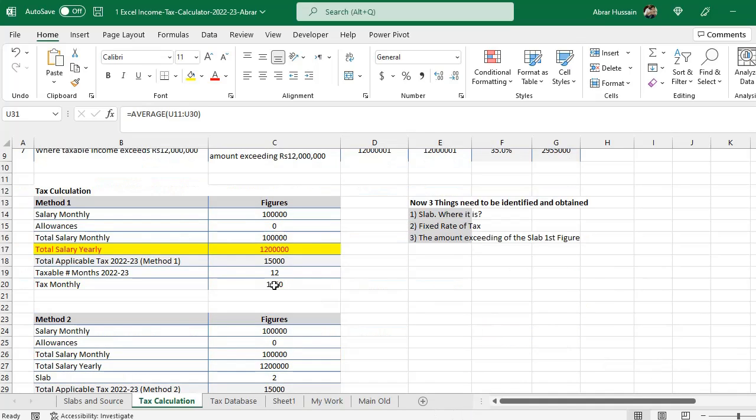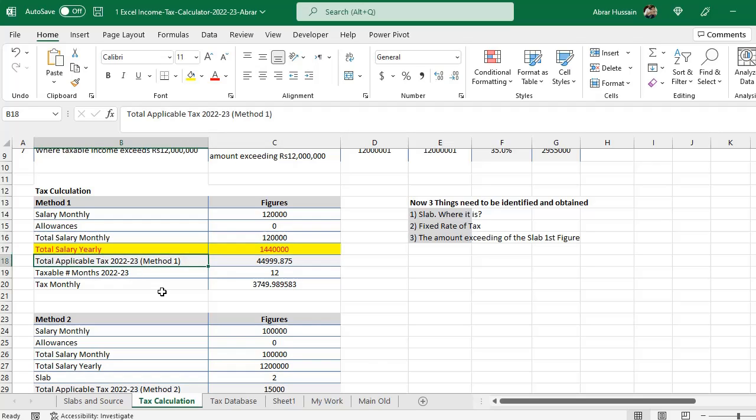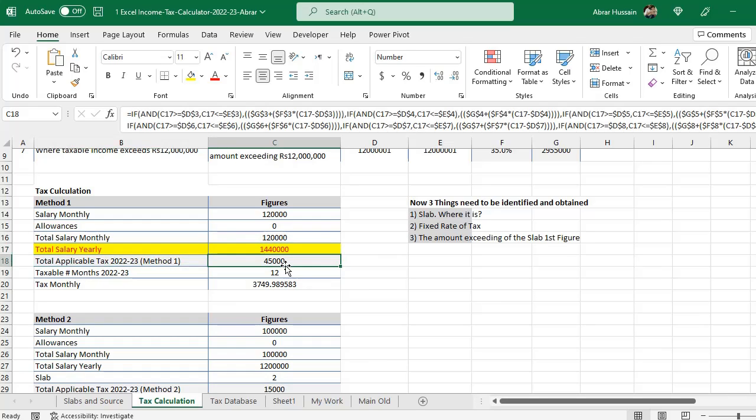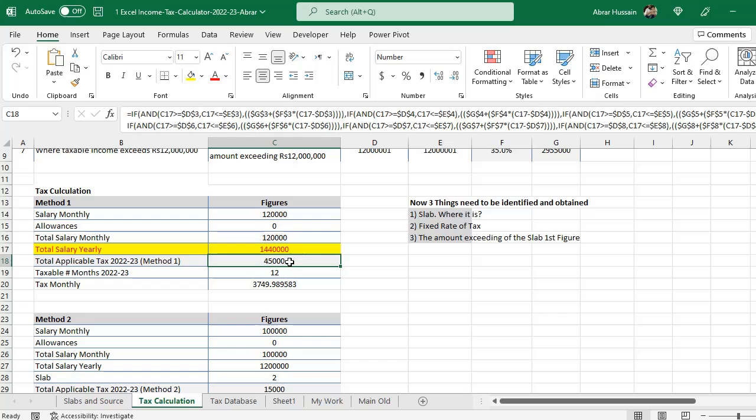And this calculator is, now you have to see. For example, your salary was 1,20,000, which is 120,000 PKR. And there are, for example, no allowances. So total salary is this one. Now, what is the yearly salary? The yearly salary is simply this multiplied by 12. Now, total applicable tax on this one is, see here, 45,000, as we did in the previous example. So that is the total applicable tax.